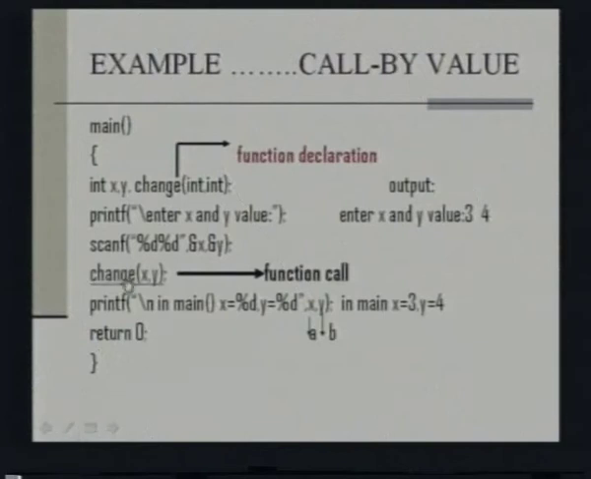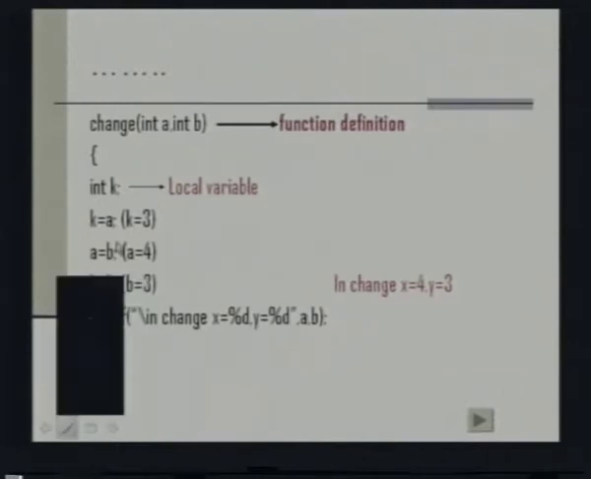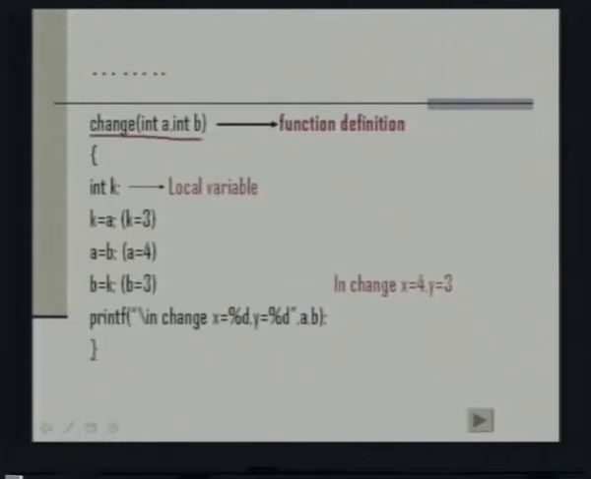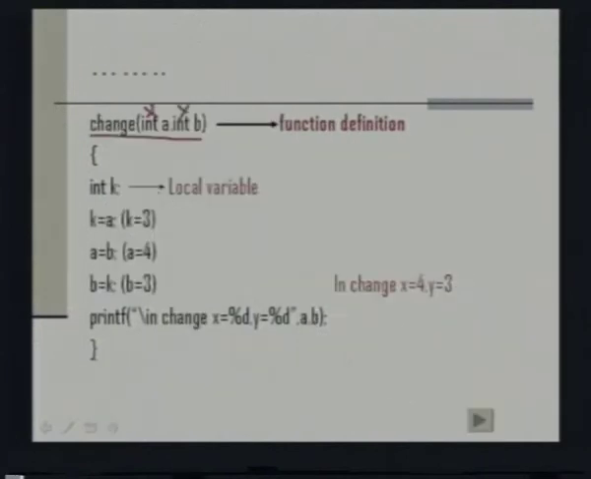So what happens when the compiler sees this statement? Immediately the control will go to this change of x comma y. The control will go to this particular function and it will check whether two integer variables have been sent over here, because there are two integer variables declared here. So x will be copied to A and y will be copied to B. Now x has the value 3 and y has the value 4, so A will become 3 and B will become 4.